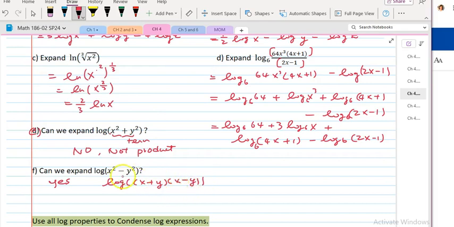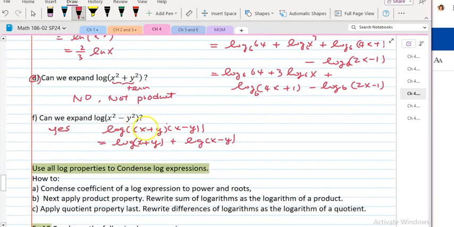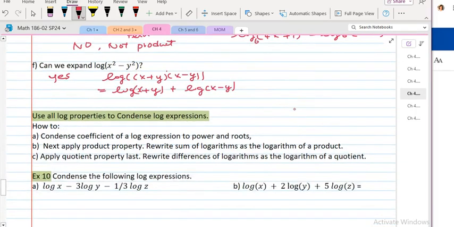As a matter of fact, this shows up quite a bit in calculus, so I want to talk about it. So I have x plus y times x minus y, so log of x plus y plus log of x minus y. Okay, so be aware of terms. You can only do it if you can factor it. That's why for x plus 1, I cannot, since it is just one expression, one term.